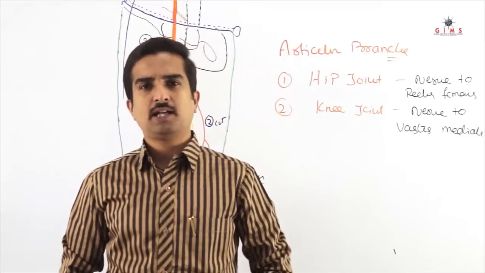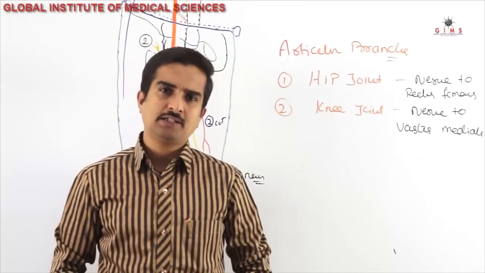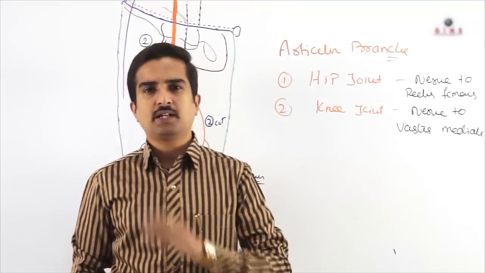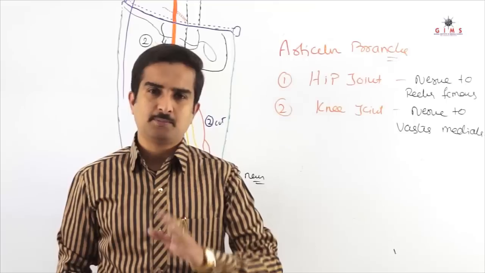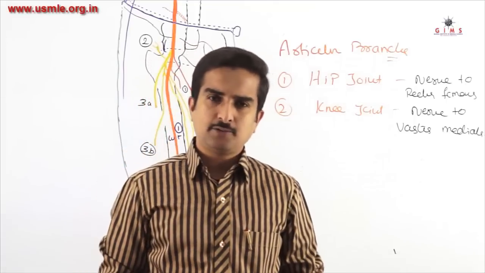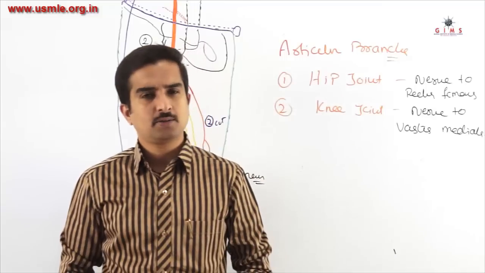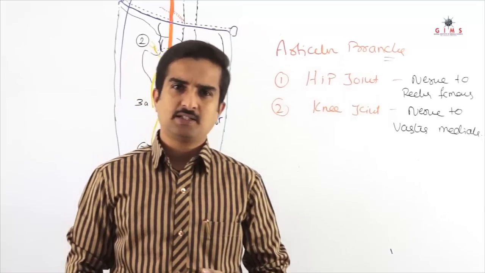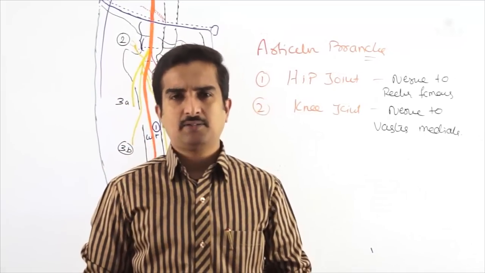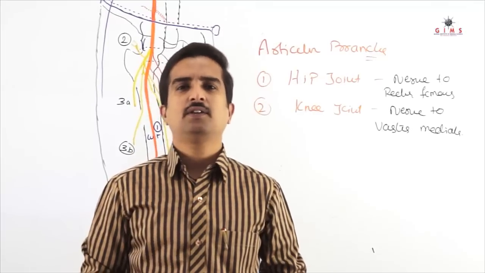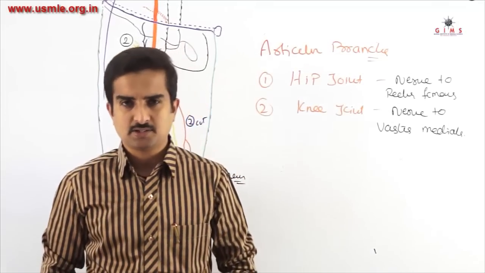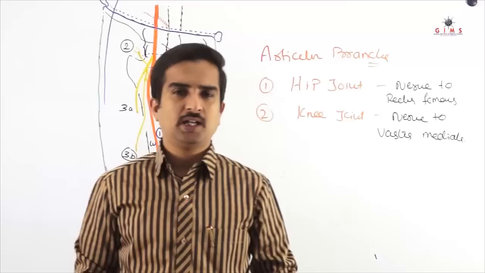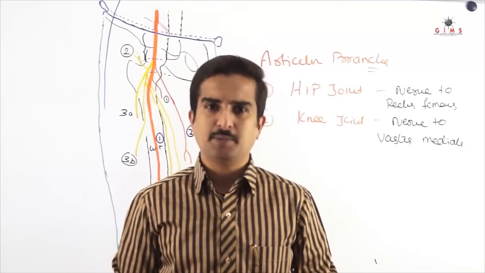And coming towards the articular branches, they are given off to the hip joint as well as the knee joint. The nerve to rectus femoris gives off an articular branch to the hip joint, and the nerve to vastus medialis gives off an articular branch to the knee joint. So by this we studied the muscular, cutaneous and articular branches, and at last we are going to discuss the vascular branches. In the vascular branches, an important branch is given to the femoral artery as well as its branches.